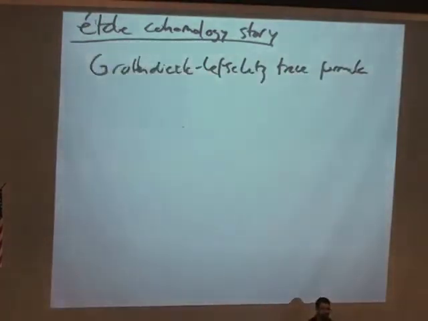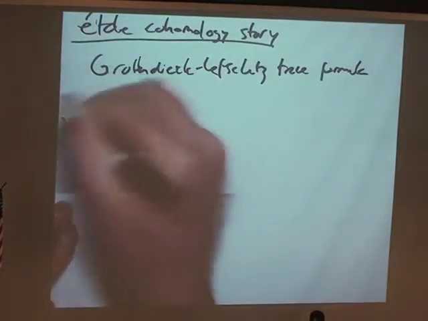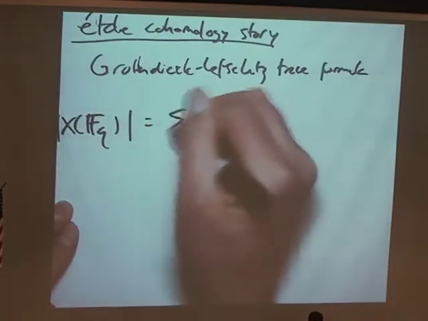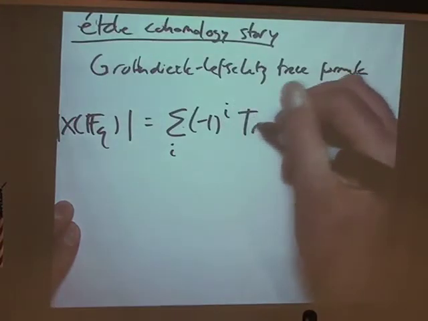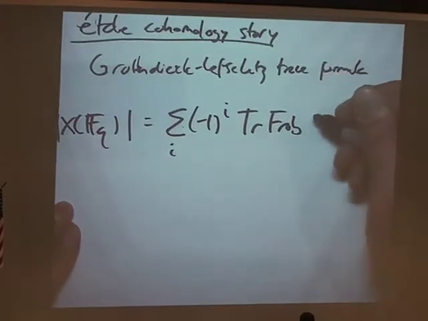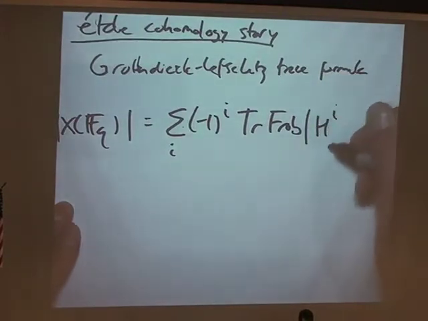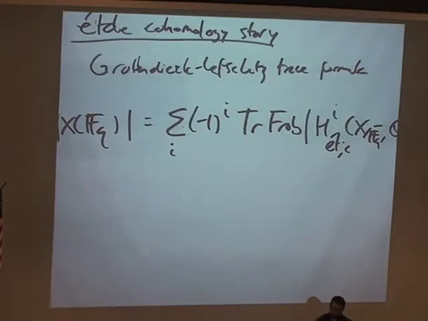It says the following: it's a formula for the number of points on a variety over a finite field. If I want to count points on a variety over a finite field, I can express it as an alternating sum over i of the following gadget. And then I'll stand away from the slide projector and say a little bit about what I mean by this. Okay, I think I've said everything I need to say. So what does this mean?